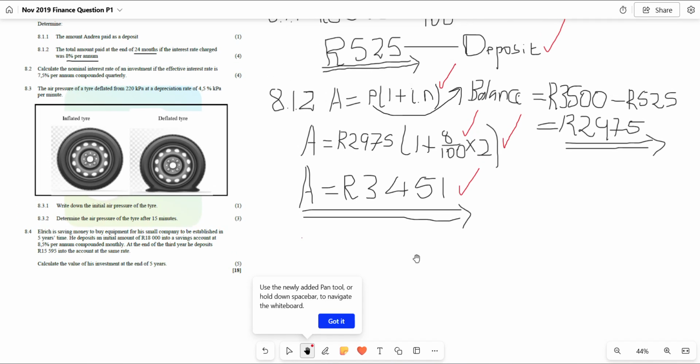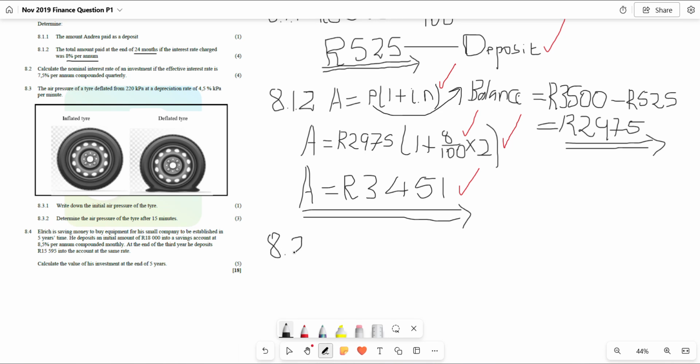In 8.1.2, this is where we are. 8.2. In 8.2, the question reads as follows. It says, calculate the nominal interest rate. In this case, we are required to determine the nominal interest rate of an investment if the effective interest rate is 7.5% per annum compounded quarterly.